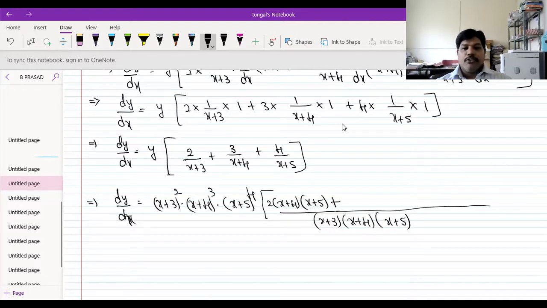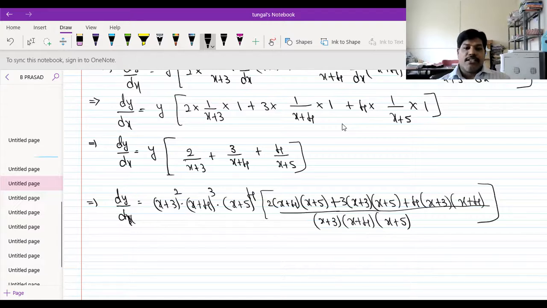plus 3 into, what is the denominator? Denominator already x plus 4 is there, but you are taking the LCM x plus 3, x plus 4, x plus 5. So what do we have to multiply? x plus 3 and x plus 5. So 3 into x plus 3 into x plus 5, plus 4 into, here already the denominator is x plus 5, so you have to multiply with x plus 3, x plus 4. So 4 into x plus 3 and x plus 4.